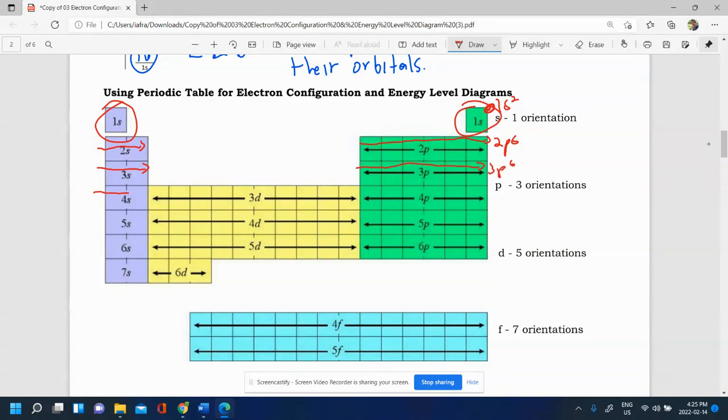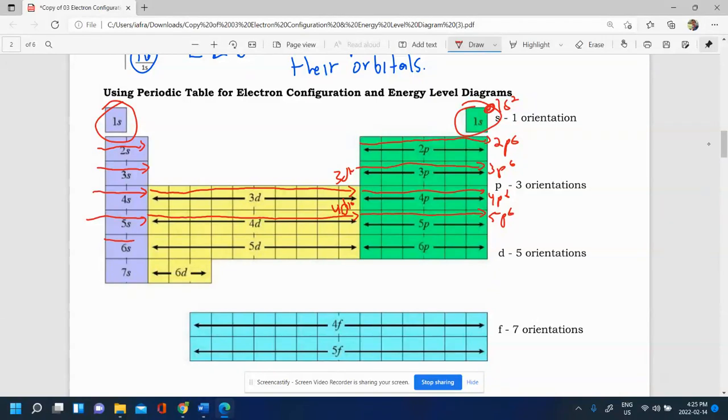Then fourth period, you're filling in your 4s1, 4s2. Now, before you can go to your 4p, you have to do your 3d first. So from here to the end of this transition area here, you get 3d10. And then we can go into 4p1 all the way to 4p6. And then from there we go to 5s1, 5s2, and then 4d10 at the very end. And then 5p1 to 5p6 here.